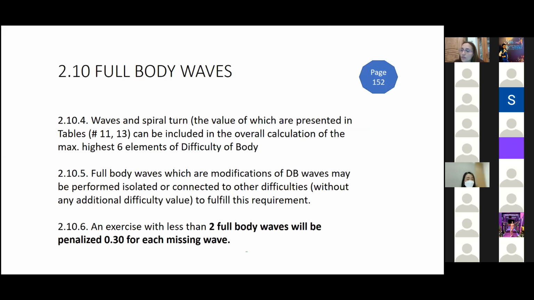Waves that are from the body difficulties are included in the 6 body difficulties. Remember, we take in performance order. So if you decide to take from the body difficulty tables, they are calculated in your 6 body difficulties.